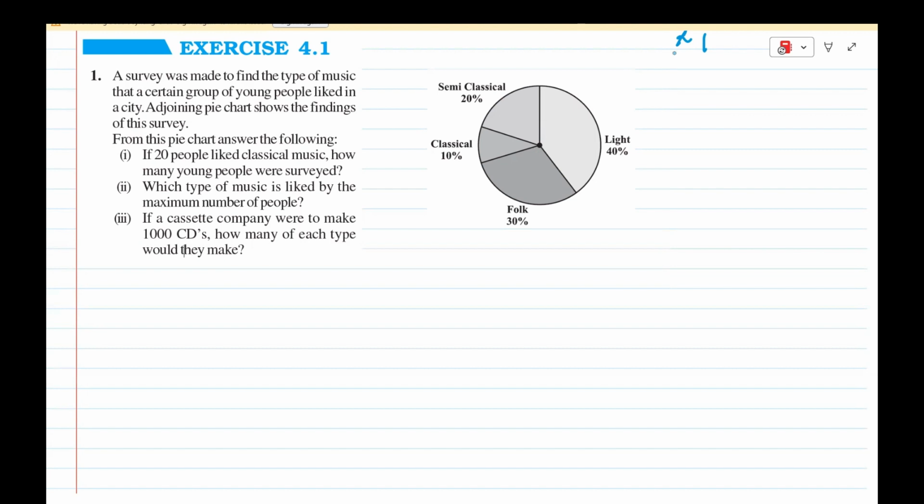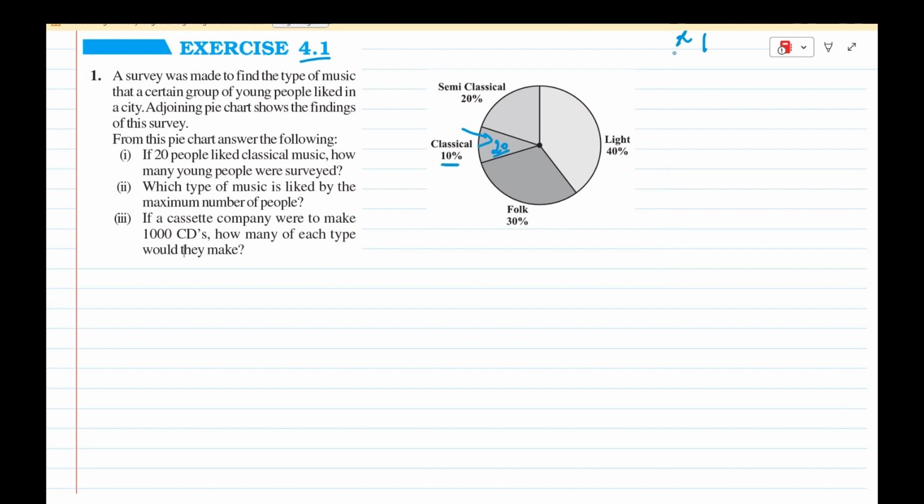The first question of exercise 4.1 says, a survey was made to find the type of music that a certain group of young people liked in a city. So it is one city they have surveyed, and young people. The adjoining pie chart shows the findings of this survey, meaning the data they have collected. They have drawn the graph, and this is the pie chart they got. From this pie chart, answer the following. The first one is, if 20 people liked classical music, where is classical music? Here.